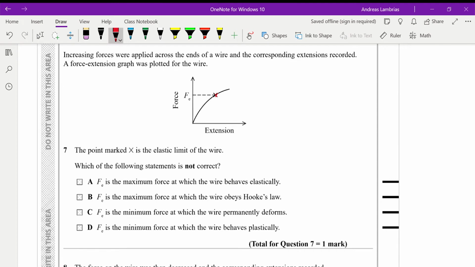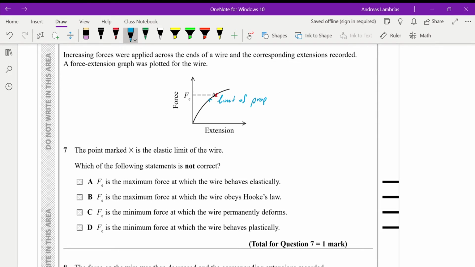Just a reminder of what the elastic limit is: the point where the wire stops behaving elastically. And elastic behavior is that when you remove the force, the wire should return back to the original length. Also remember that before reaching the elastic limit, there is one more, which is called the limit of proportionality.